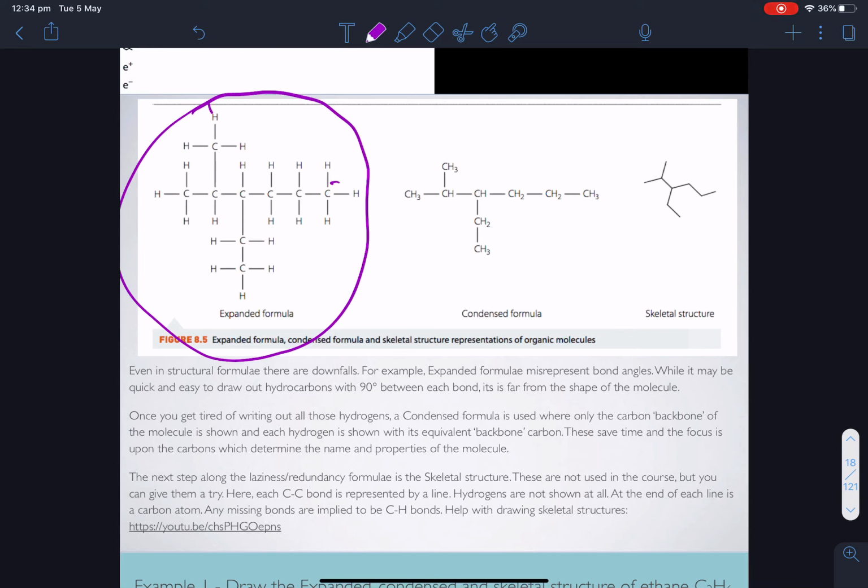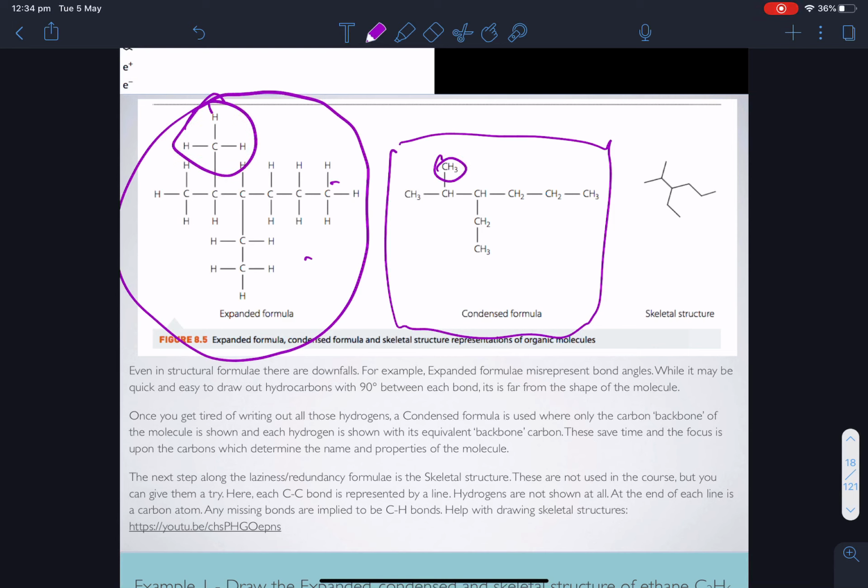One way that people have saved time is they've done a condensed formula. So this is the same molecule as the one on the left, it's just condensed. Notice how this group up here, the CH3, they've just written the carbon and the hydrogens together. And here they've put them together. So around each carbon, they've put the hydrogens associated just to save a bit of time. Okay, so that's called a condensed formula.